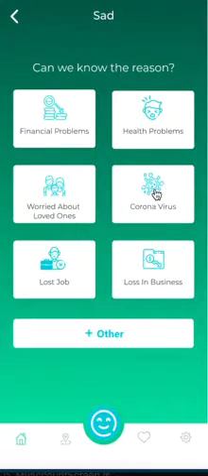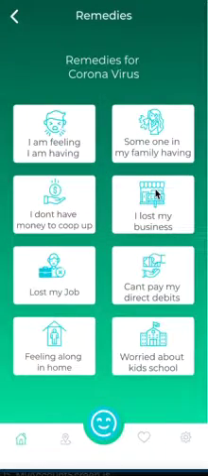Similarly, if they are having a problem with coronavirus, if they're not happy because of the coronavirus going around, then they click on this. Then this is a very important screen, where we will try to understand what kind of mental problems he has got because of coronavirus. The various reasons, this is what is going around in the UK and all over the world.